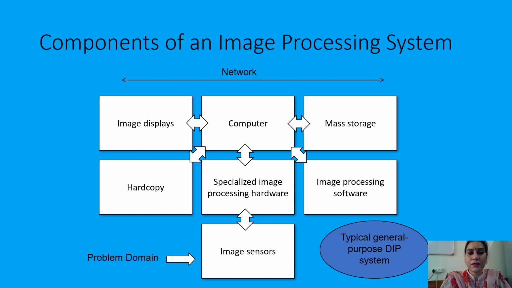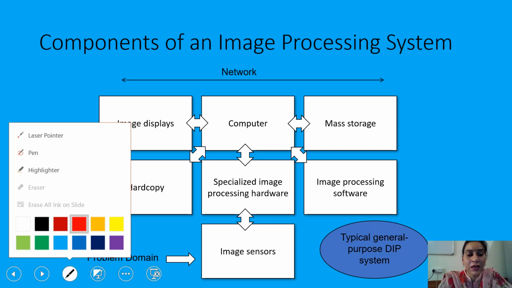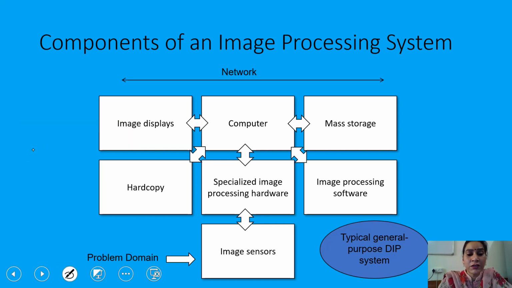We are discussing the main components of an image processing system. Basically, we are having 5 to 7 main components, in which the first one is the image sensors. Image sensors are the components which sense the scene, which sense the problems. Here come the cameras and the sensors by which we can sense the image.